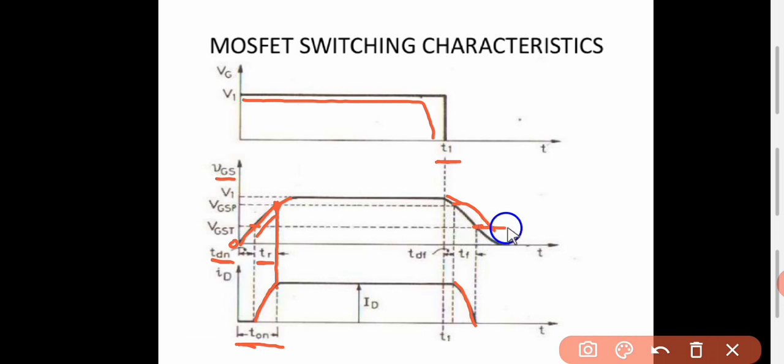voltage below the VGST. So this time is known as the TDF, turn off delay time, and this time is known as the fall time. So the total turn off time required to turn off the device is the summation of the TDF plus TF. So at this point the device is fully turned off, and at this point the device is fully turned on.